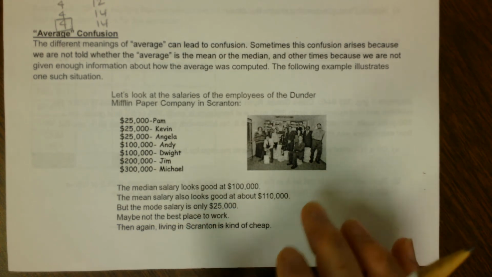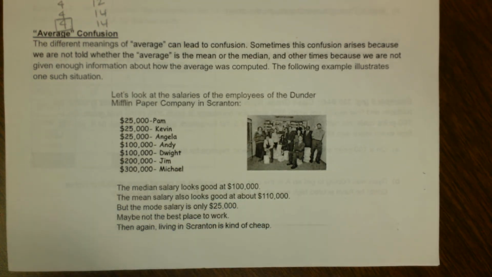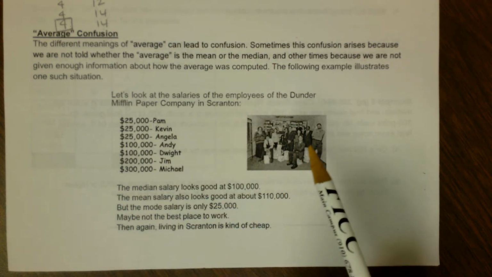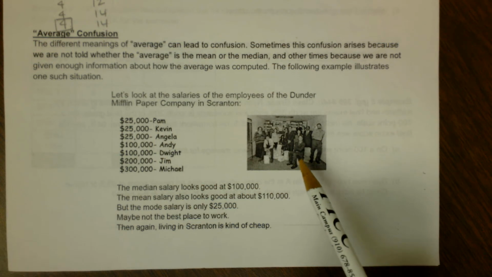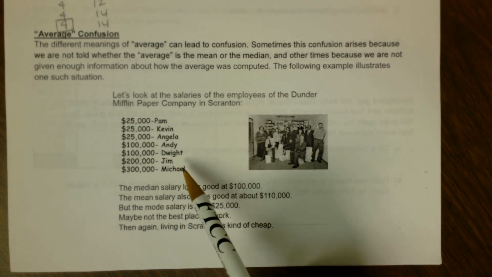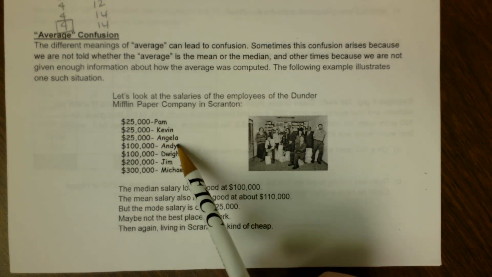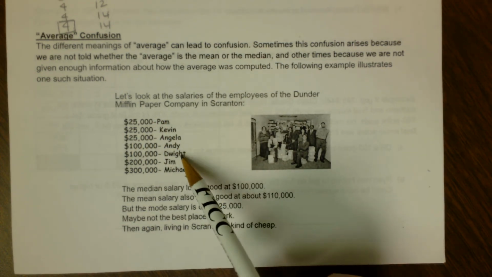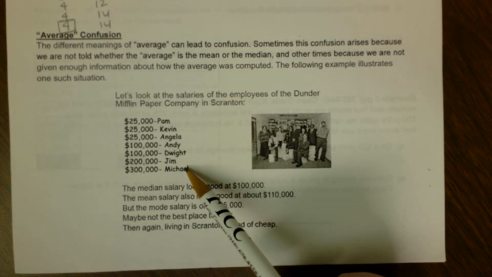Okay, average confusion. When we use the term average in everyday life, sometimes it can be a little bit confusing. Like I said, most times we're talking about the mean, but sometimes the median is actually a better way to describe the typical data set. So let's talk about Dunder Mifflin. In The Office, we look at the salaries for these employees. Pam, Kevin, and Angela all get $25,000. Andy and Dwight get $100,000. Jim gets $200,000, and Michael gets $300,000.